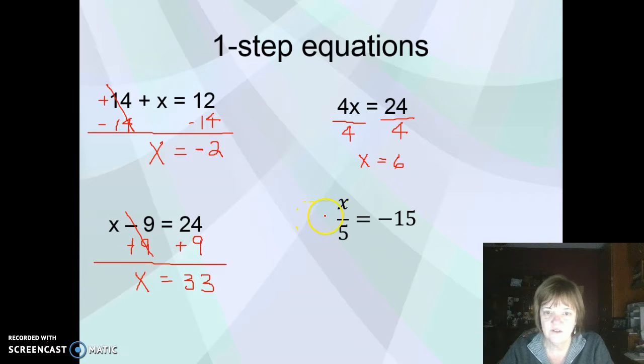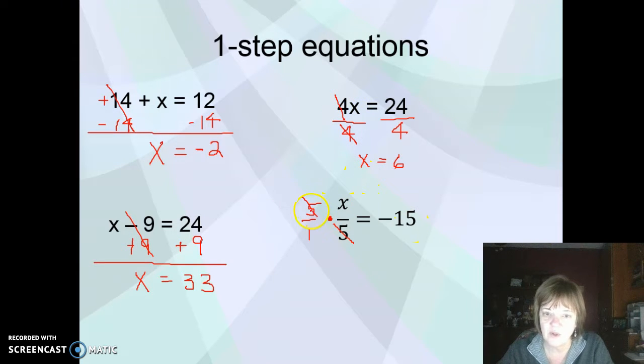And last, for when you see division, a fraction is actually just division. We are going to multiply. You see, we're trying, in this case, to cancel these 5s out, just like we canceled out these 4s up here.